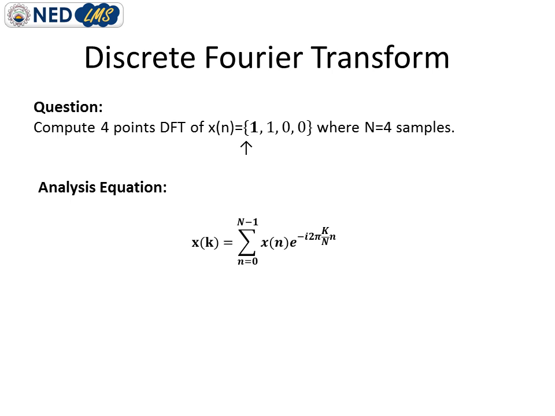In this slide you can see we are going to solve a numerical in which a sequence is given as x of n and the sample values are given as 1, 1, 0, 0. So 4 samples are given to us, with the first value at n equal to 0, and it is asked to compute the 4-point DFT. So what is meant by this 4-point DFT?